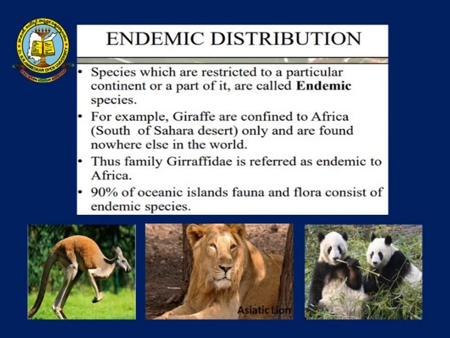The kangaroos, which are found only in the Australian region, the Asiatic lion, which is found only in India, and pandas, which are found only in China. So, these animals are endemic to their respective climatic conditions.